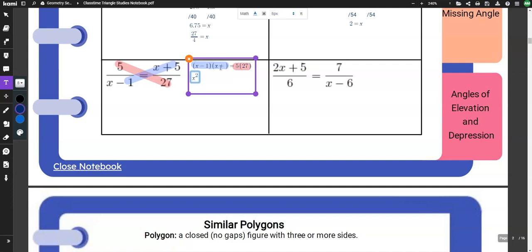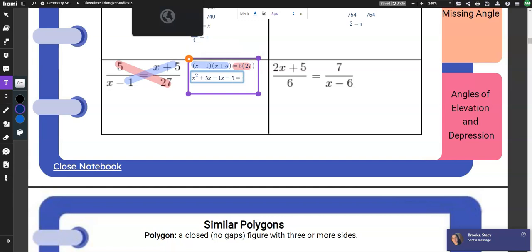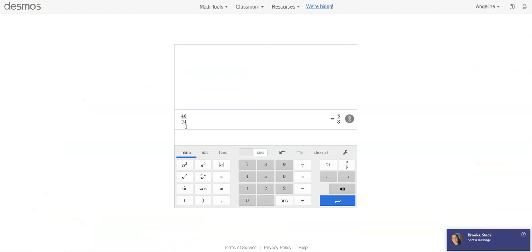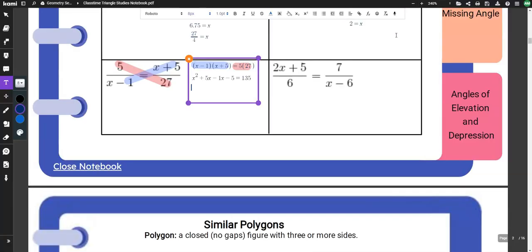We have, oops, I have a typo. X times 5, which is going to be 5x. Negative 1 times x, which are inside terms. So we're going to get negative 1x. And you don't have to put the 1 in front of the x. I'm just doing it for illustration. Finally, negative 1 times positive 5 is negative 5. And we are going to set that equal to 5 times 27, which, again, I don't remember what that is. 135. Now we need to combine like terms on the left-hand side.